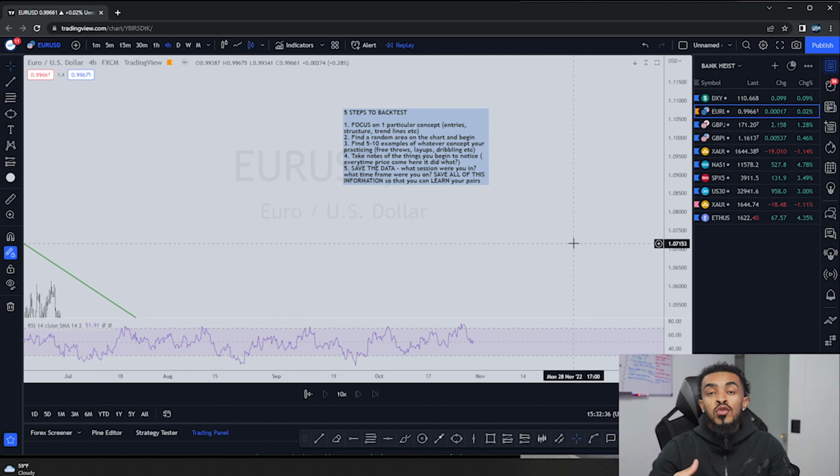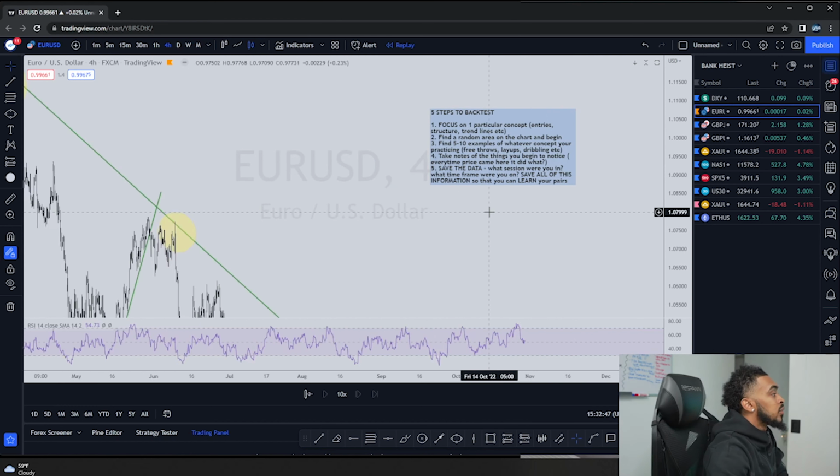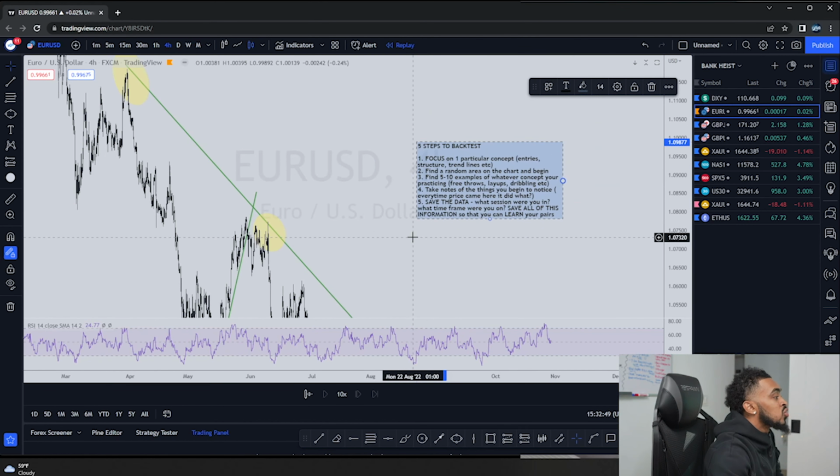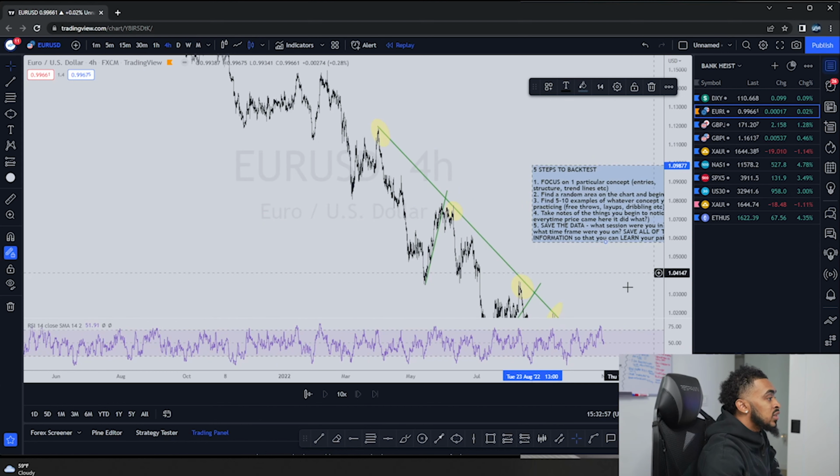I need to be mindful of those things when I'm placing my positions and placing my proper risk management, my proper lot sizes, X, Y, and Z. I always have to be mindful of those things within my pair. So it's super, super important that you save the data to understand what session I'm in, what time frame I'm on, when does this pair begin to move, X, Y, and Z.